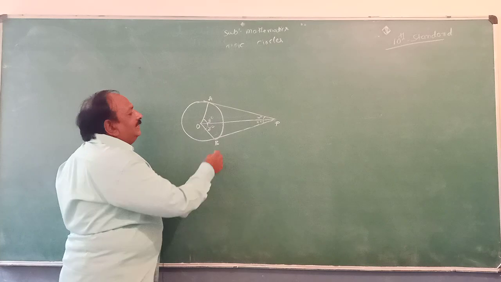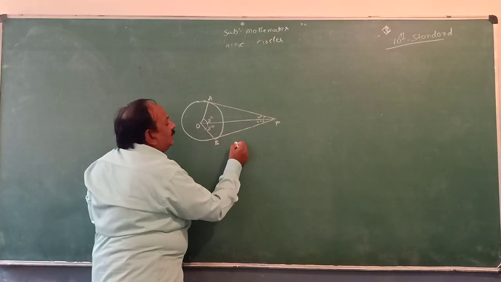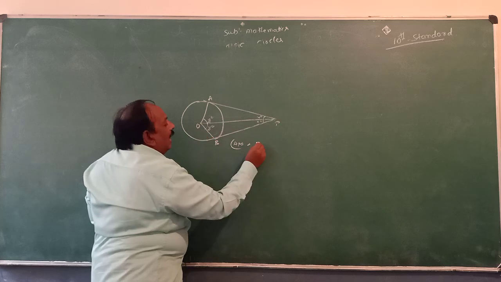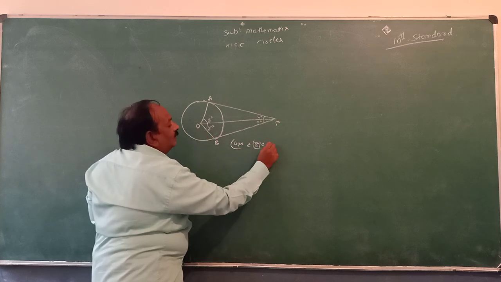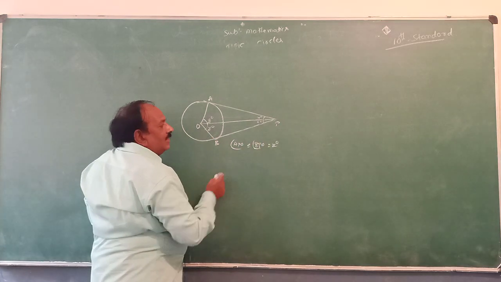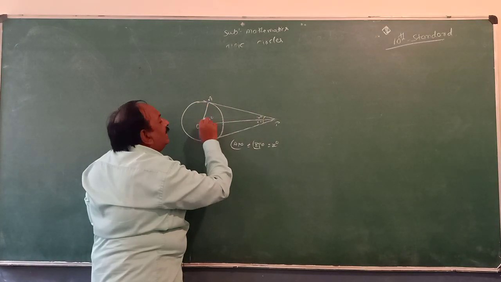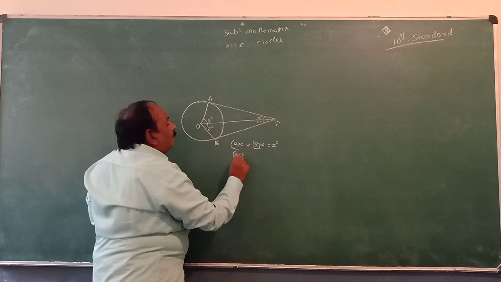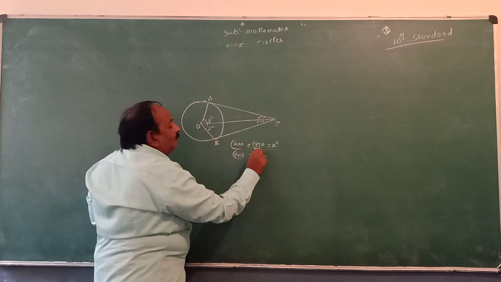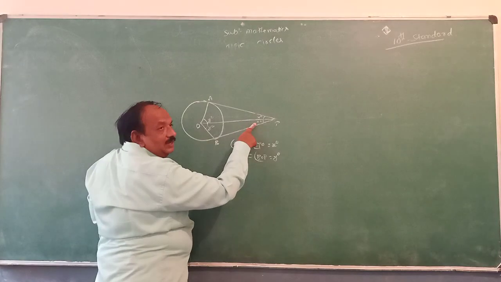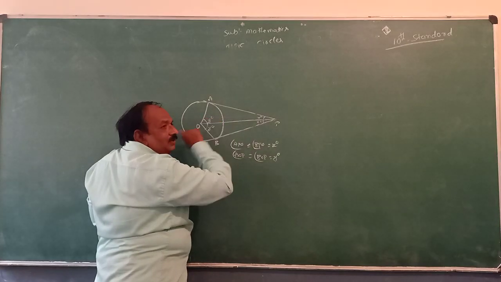So how do you write it here? Angle APO is equal to angle BPO is equal to x degrees. It means these two angles are always equal. The angles subtended at the center are also equal. Angle AOP is equal to angle BOP is equal to y degrees. These two angles are also equal.